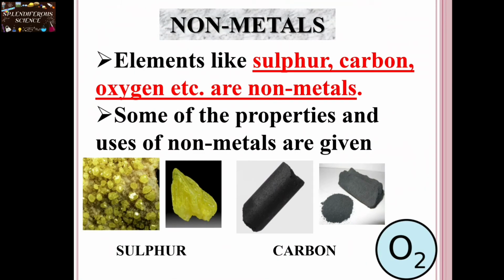Non-metals. Elements like sulfur, carbon, oxygen, etc. are non-metals. Some of the properties and uses of non-metals are given below. Even we have many more non-metals, and we are going to discuss some of their properties and uses in detail.